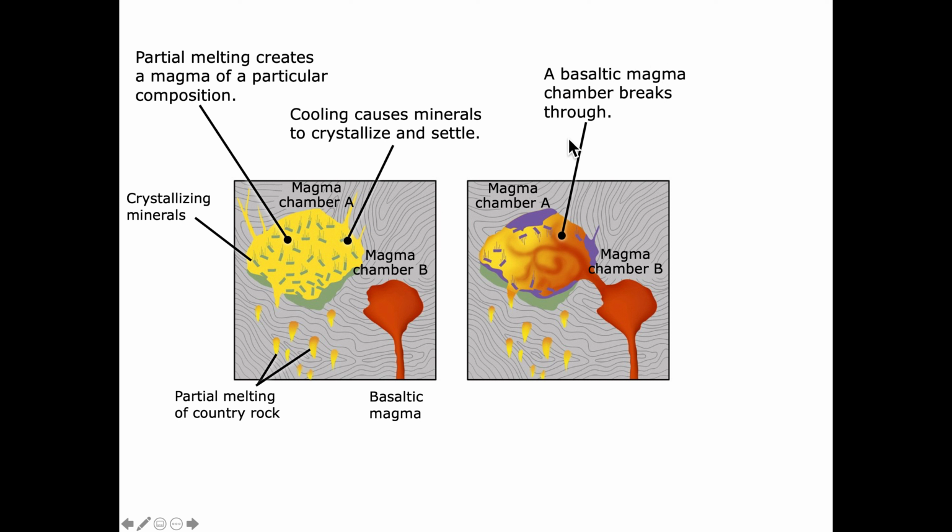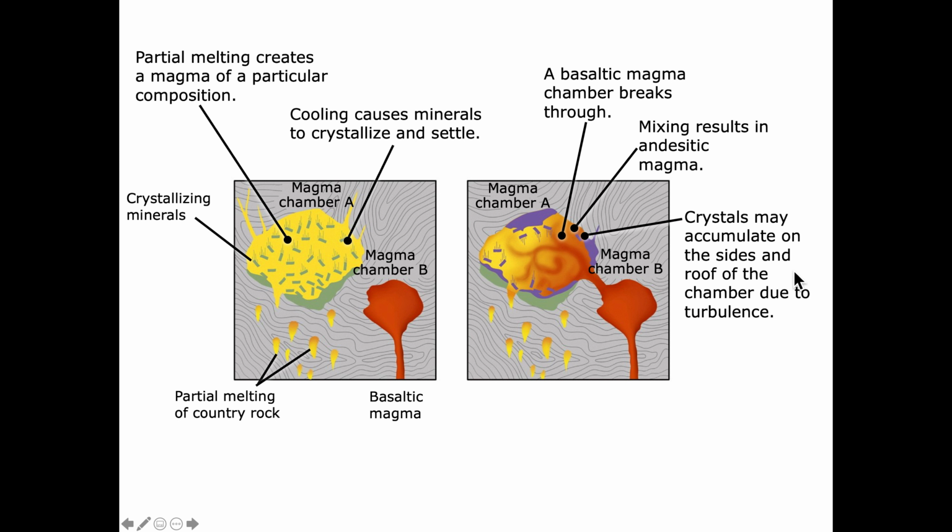The basaltic magma breaks through, the ingredients mix, and the result is we have an intermediate magma now. Intermediate magmas would produce andesitic rocks, named after the Andes Mountains in South America, which are composed of andesitic rocks.